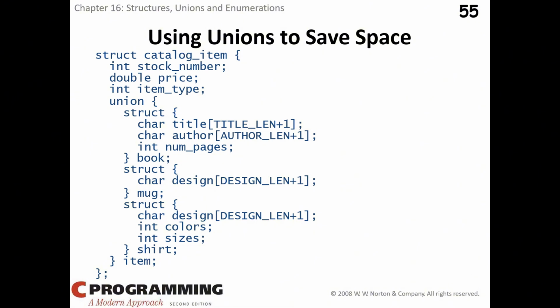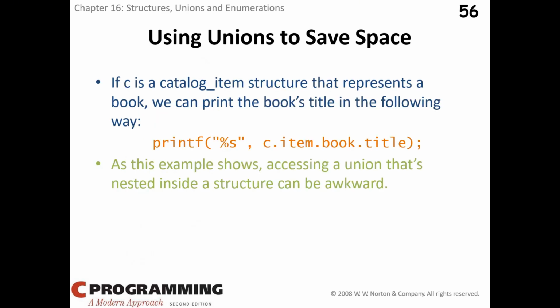By utilizing a union, we ensure that only the relevant attributes for each item are stored in our memory. This will reduce the overall space required by the structure. So if c is a catalog item structure that pertains to a book, to print the book's title, we will typically access it through the nested union that we can see here in our slide.